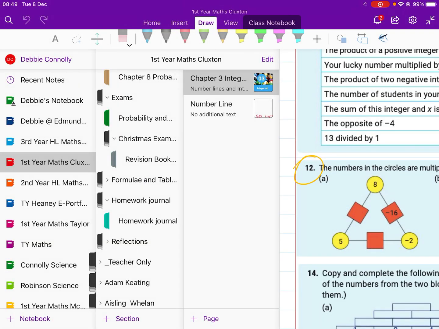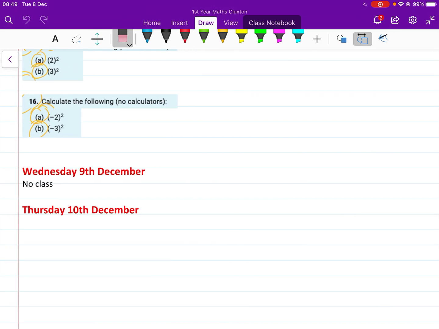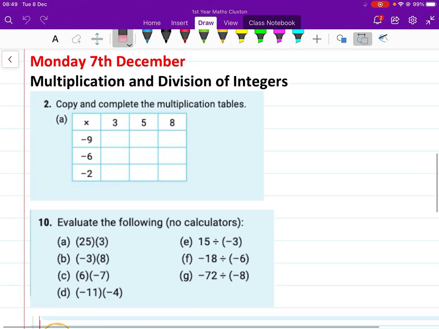Okay, morning. So first thing we're going to do is have a look at the homework. The homework from Monday was multiplication of integers. We'll start here at the top. So in order to fill in this box here, we need to do this by this.